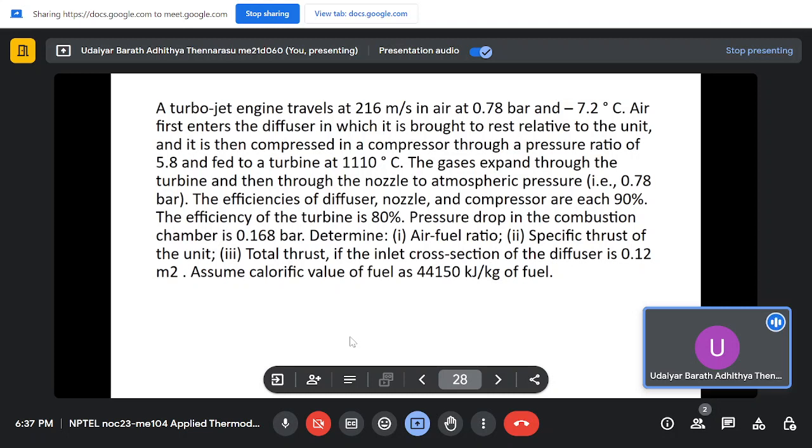So moving on, we have another problem on turbojet. A turbojet engine is traveling at 216 meters per second, which is straight away given in meters per second, in air at 0.78 bar, so the inlet pressure is 0.78 bar, and minus 7.2 degrees Celsius. Air first enters the diffuser, in which it is brought to rest relative to the unit. Then it is compressed in a compressor through a pressure ratio of 5.8 and fed to a turbine at 1110 degrees Celsius.